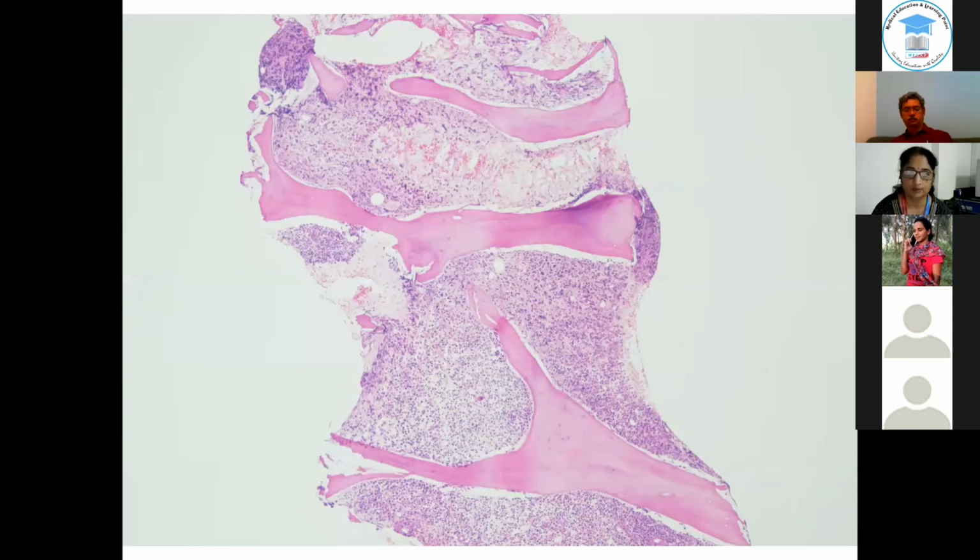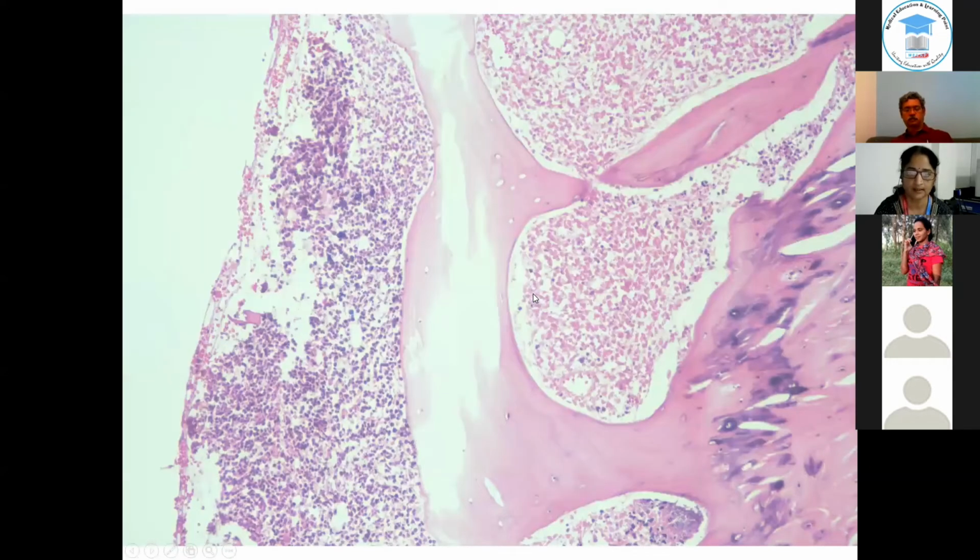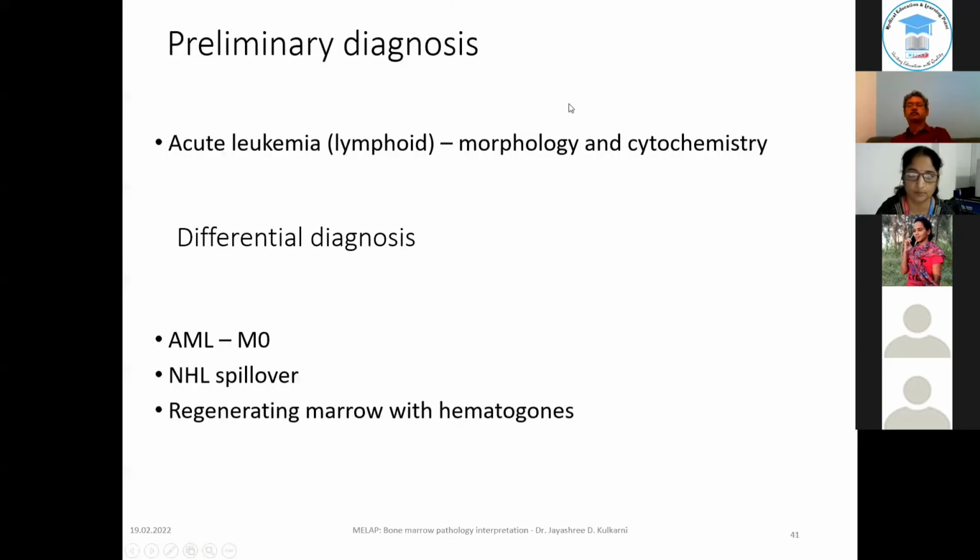And this is a bone marrow biopsy of the same patient with hypercellular marrow, hardly any fat spaces. At a higher power, you can see that the bone marrow is almost replacing the normal hematopoietic tissue except for these few probably megakaryocytes at this power, and there is a lot of necrosis in the bone marrow.